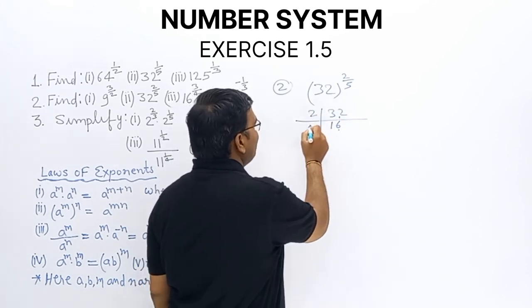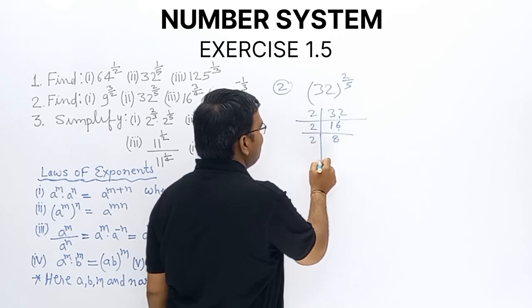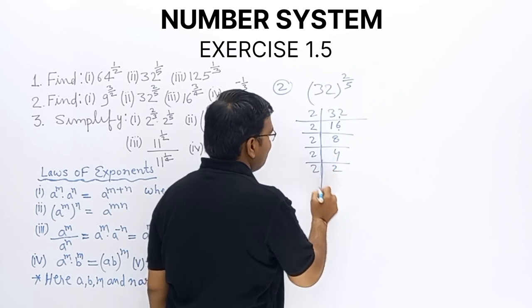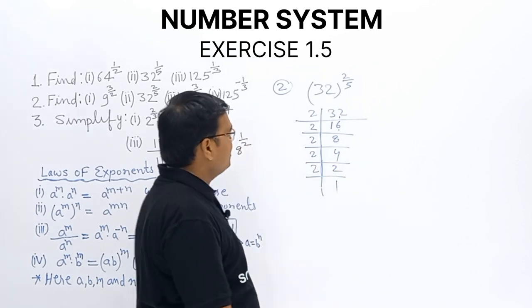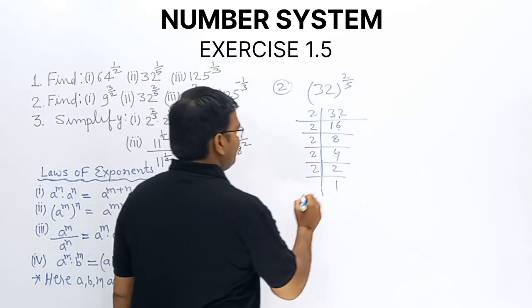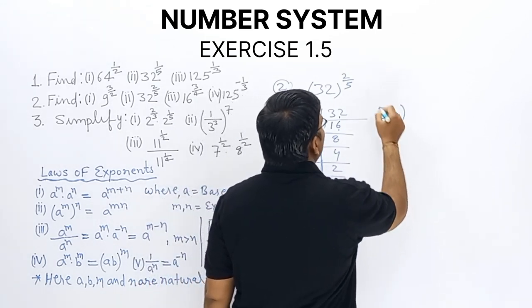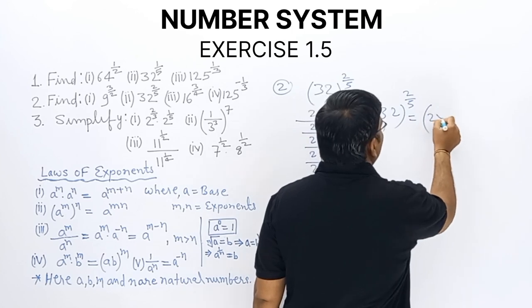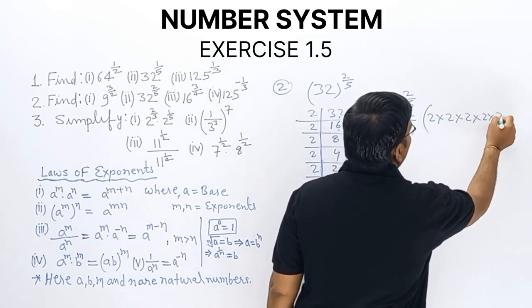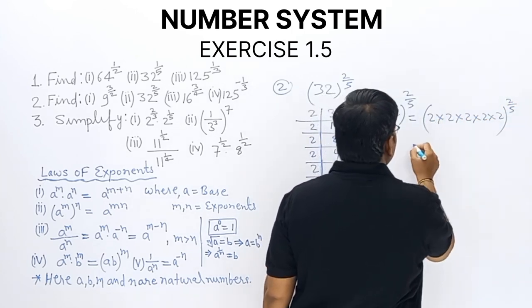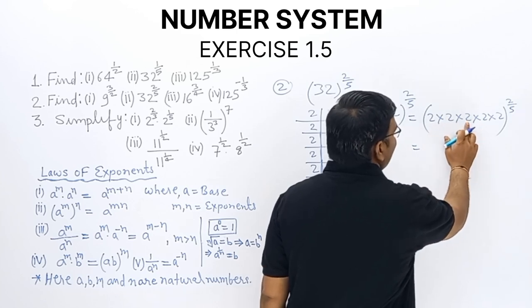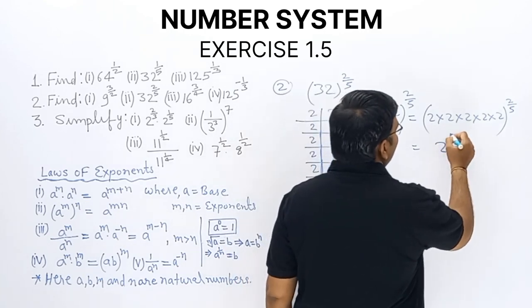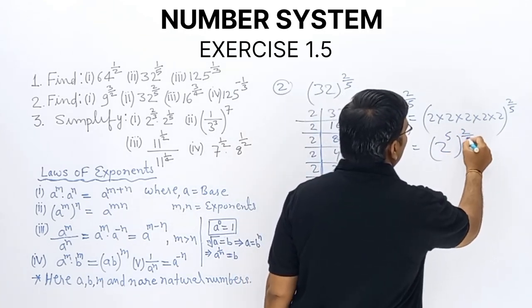16. Again it is divisible by 2. How many times? 8 times. Again it is divisible by 2. How many times? 4 times. Again it is divisible by 2. How many times? 2 times. Again it is divisible by 2, and we get 1. Now 32 power 2 by 5 can be written as 2 into 2 into 2 into 2 into 2 whole power 2 by 5. Yes, 2 2s are 4, 4 2s are 8, 8 2s are 16, 16 2s are what? 32. So 2 power 5 whole power 2 upon 5.